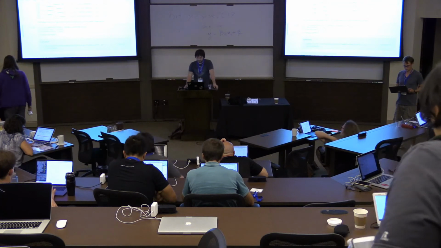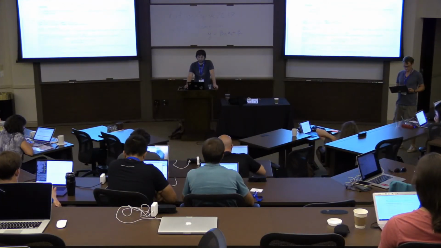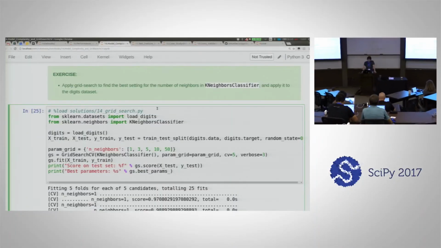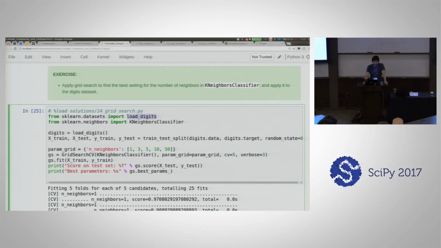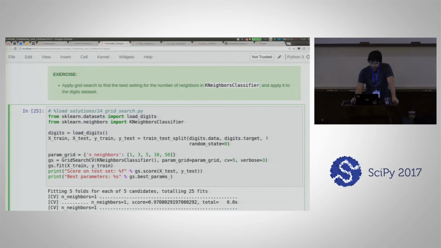All right, maybe let's continue because we're way behind time. So just to go through the solution. We're loading the digits data set. We split it into a training and test set. Ideally, we would also stratify.